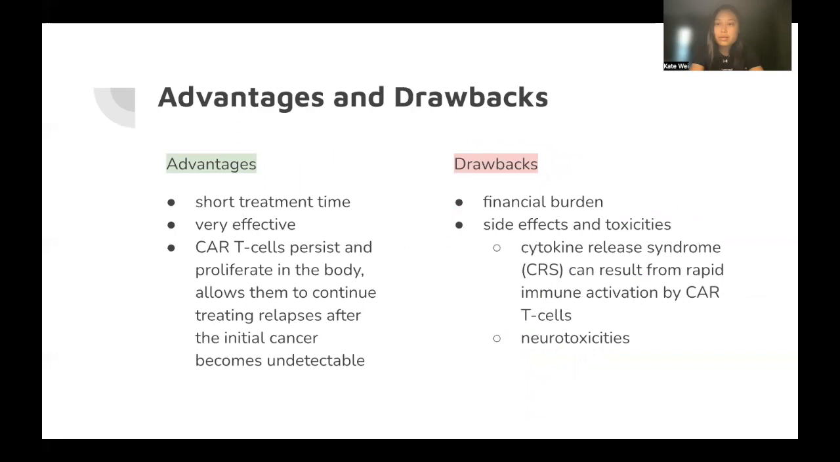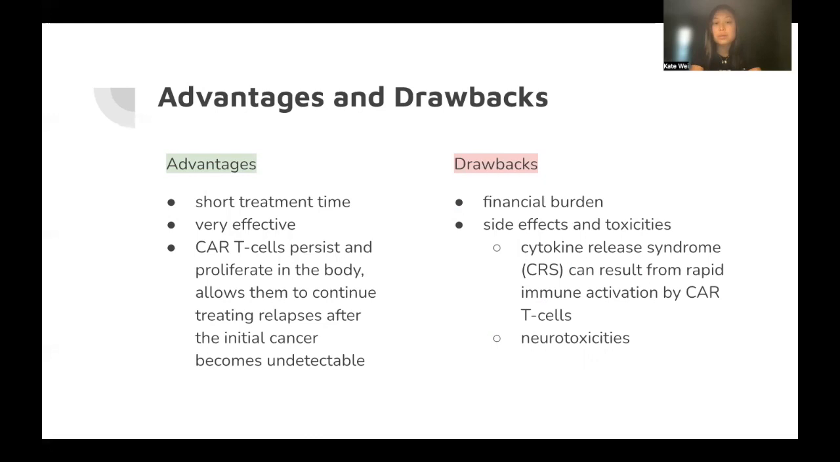As a novel, innovative treatment option, CAR T-cell therapy offers many exciting advantages that other treatments do not. One of the major advantages is the short treatment time compared to conventional treatments such as chemotherapy. Another is the effectiveness. Clinical studies have shown CAR T-cell therapy to be very successful in treating hematological malignancies, ALL, and large B-cell lymphomas. For example, a phase 2 trial for Yescarta involving 111 patients with large B-cell lymphomas showed an objective response rate of 82% and a complete response rate of 54%.